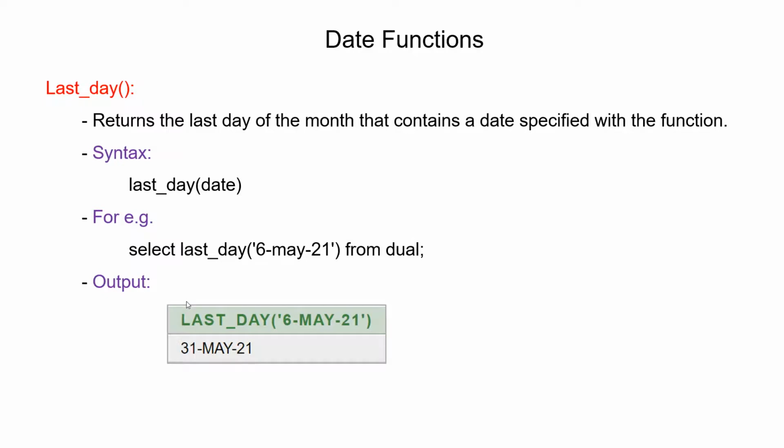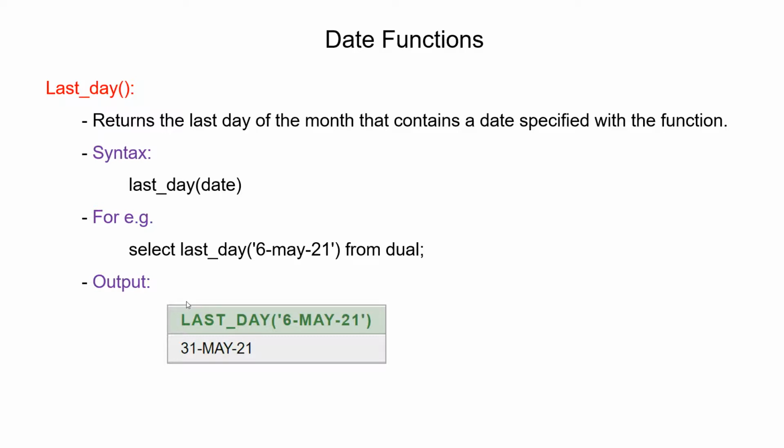The third function is last_day. Last_day returns the last day of the month. But which month? It returns the last day of the month that contains a date specified with the function. Whatever date you specify in the function, for that particular month, whatever last date is there, that will be the output.